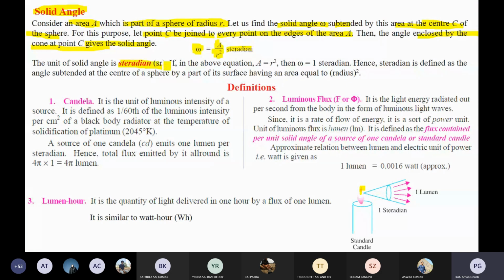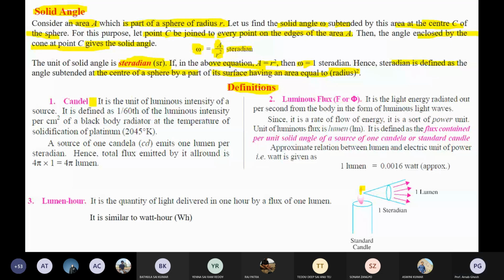The first well known terminology is the candela, known simply as CD. So what is the definition of candela? That is the standard definition taken from any reference, available in any utilization or illumination book. It is the unit of luminous intensity, the luminous intensity of a source. Who is the source here? The candle is the source.